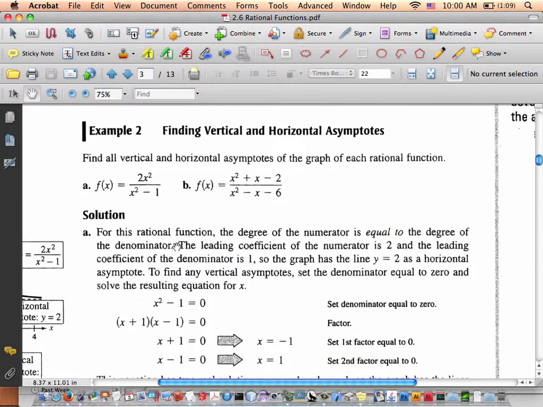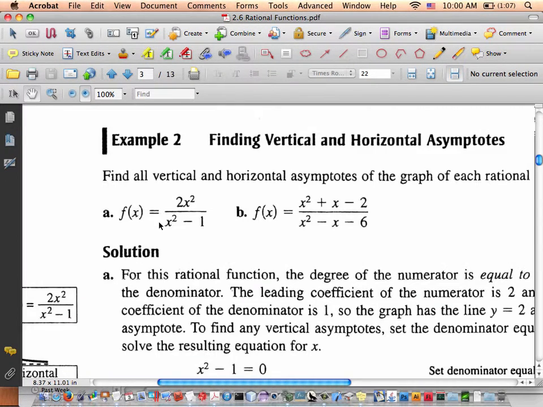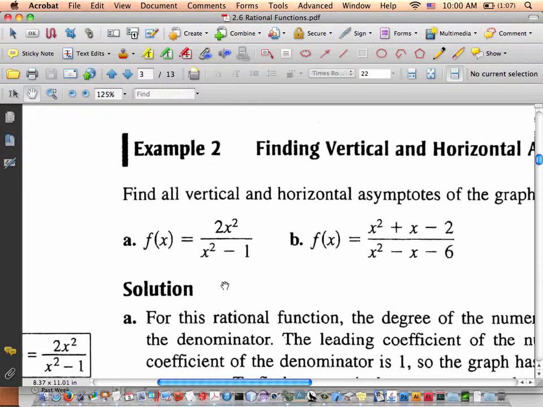Example 2: find all vertical and horizontal asymptotes of the graph of each rational function. Let's just look at part A. What are the excluded values of part A? It's all real numbers. Wait, the 1. For the bottom, all real numbers. What if I plug in 1? Oh, yeah, that's a problem point. So 1 is an excluded value. Is there anything else? 0. 0 squared minus 1, is that 0? No. We're just trying to find the zeros of the denominator polynomial.